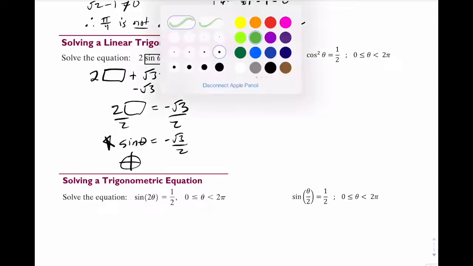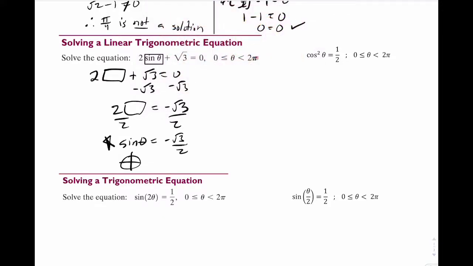That's why we're going to highlight right here. This tells you we're focusing on one rotation only. Okay, so one rotation, meaning theta should be between 0 and 2 pi. So now go back to our circle. Where is it negative root 3 over 2? That's the tick marks in quadrants 3 and 4 right there. So the answer is going to be 4 pi over 3 and 5 pi over 3. And that's it. We just solved our equation.